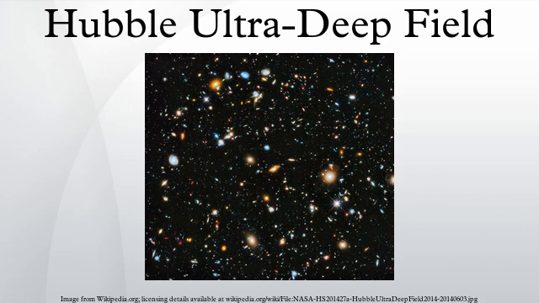The HUDF image was taken in a section of the sky with a low density of bright stars in the near field, allowing much better viewing of dimmer, more distant objects. The image contains an estimated 10,000 galaxies.